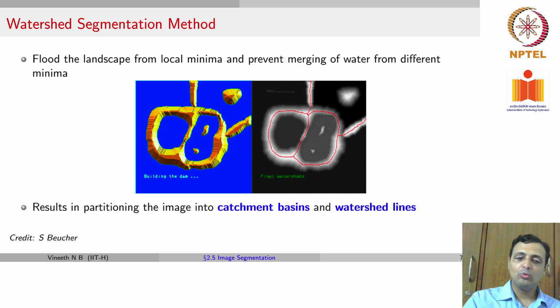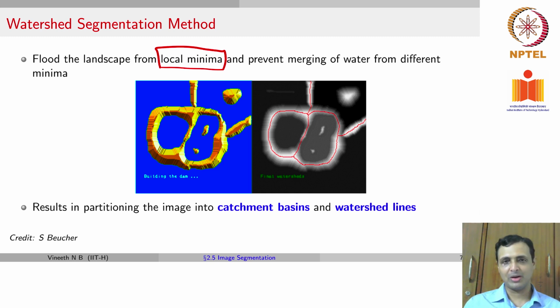So you identify various local minima in your image. Remember, local minima are simply pixel locations where your image intensity value is low. Remember again that image intensity can lie between 0 and 255, or 0 and 1 if you normalize the values in the image. So you take certain neighborhoods, say a 5x5 patch or 7x7 patch, whatever that may be, and using that process you find local minima that lie across the image, and you flood the landscape from local minima and prevent merging of water from different minima.